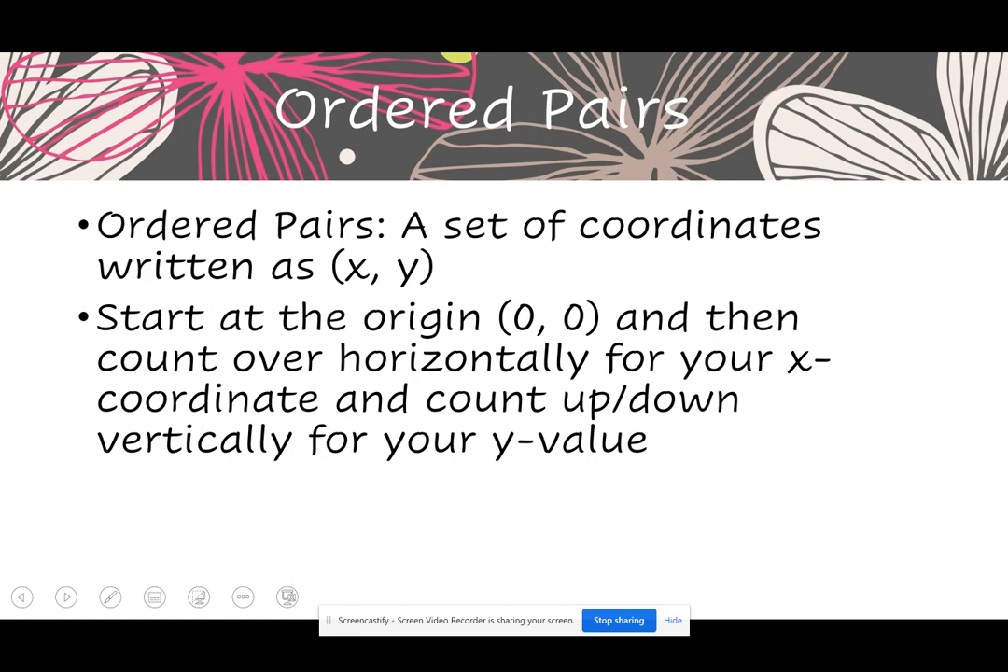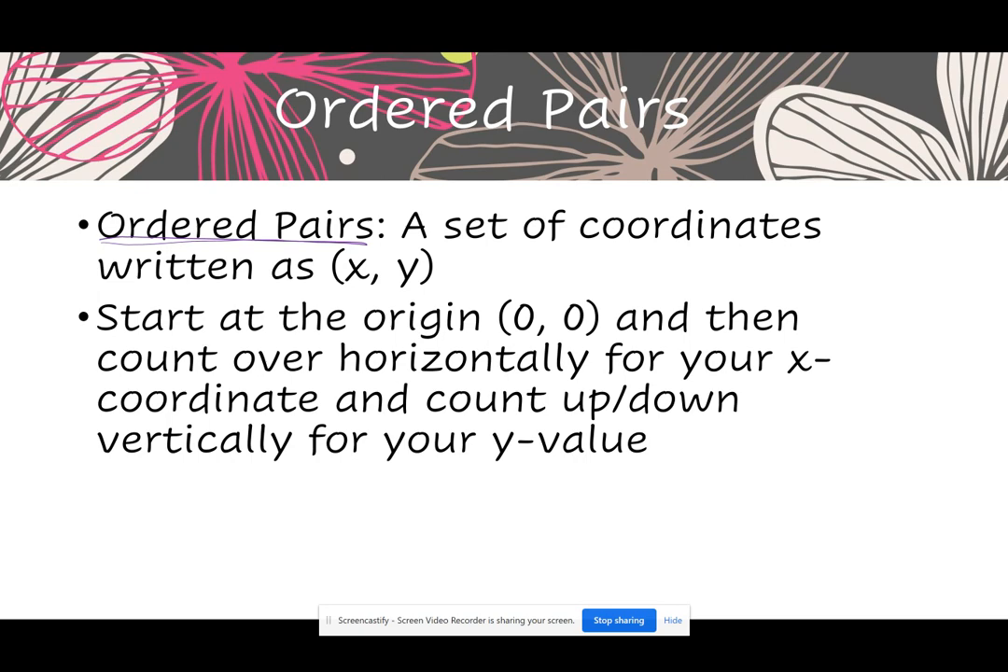So we're going to go over a lot more vocab words in class, and I have a note sheet up on Google Classroom for all these new words. But the ones we're going to go over in this video are ordered pairs. So we're going to write our coordinates or our points on our graphs as ordered pairs. It's always going to be x comma y.